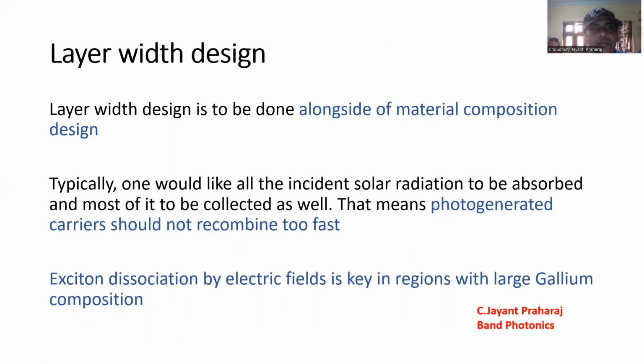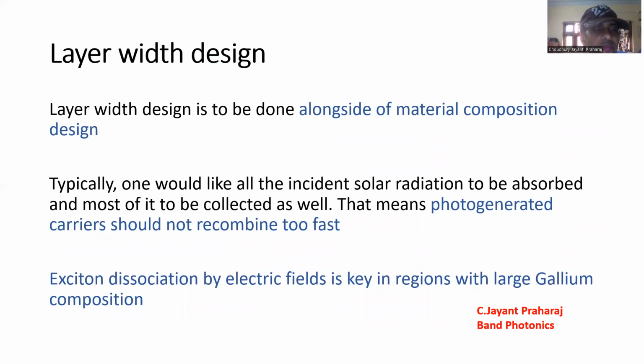Design has to be done along with the material composition design for devices. Typically one would like all the solar radiation to be absorbed and most of it to be collected as well. That means we want the photogenerated carriers not to recombine. All the recombination mechanisms that we mentioned previously need to be minimized. Other very important physics in these solar cells has to do with excitons in these materials.